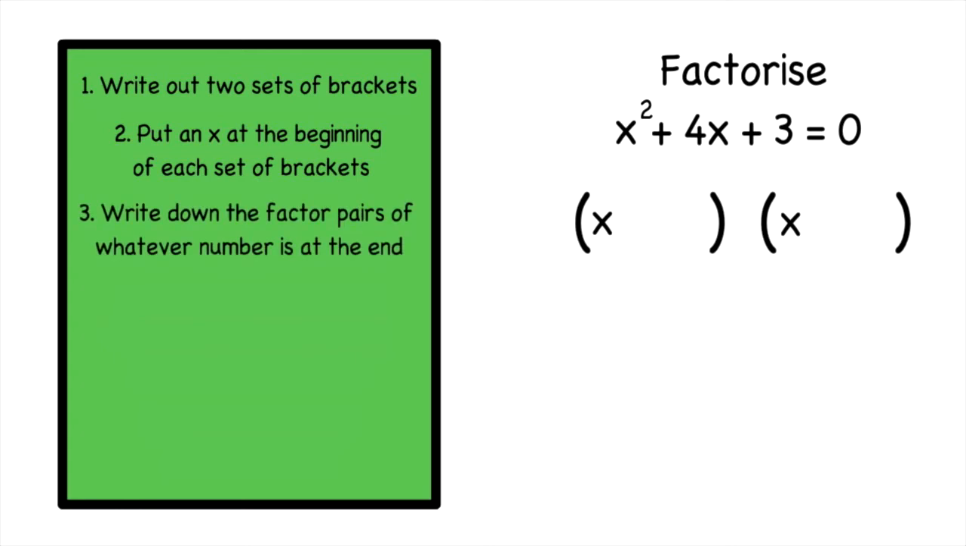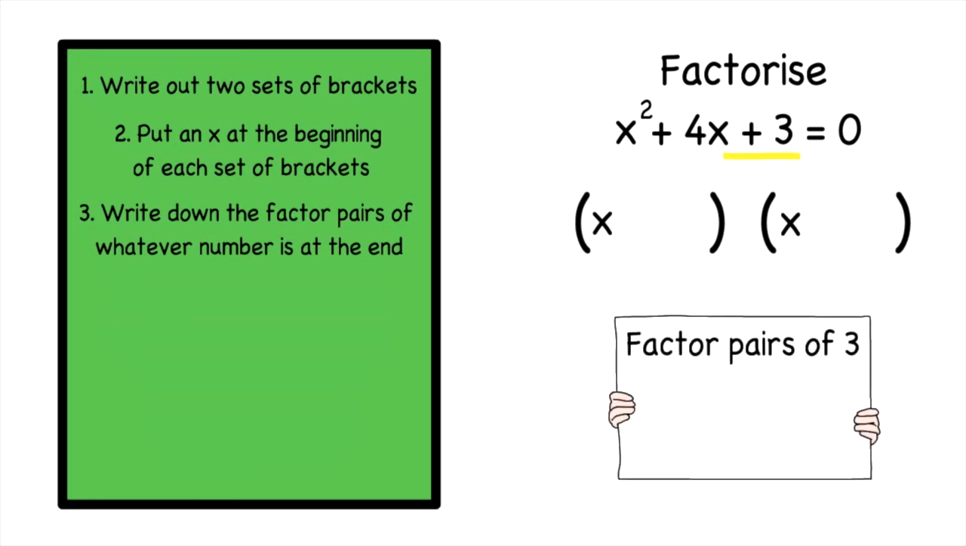In the third step, I need to write down all of the factor pairs of whatever number is at the end. In this example, the number at the end is a 3, so I need to write down all the things that could times together to make this number. Luckily, we have an easy one here because to make 3, you can only do it one way, 3 times 1. So that means that my factor pairs are 3 and 1.